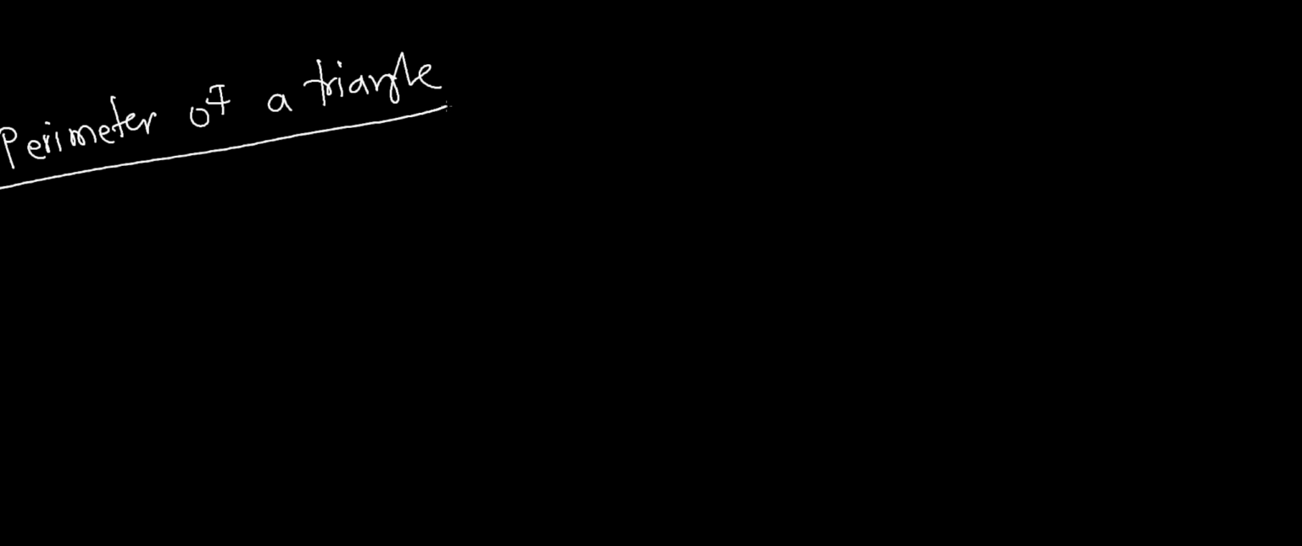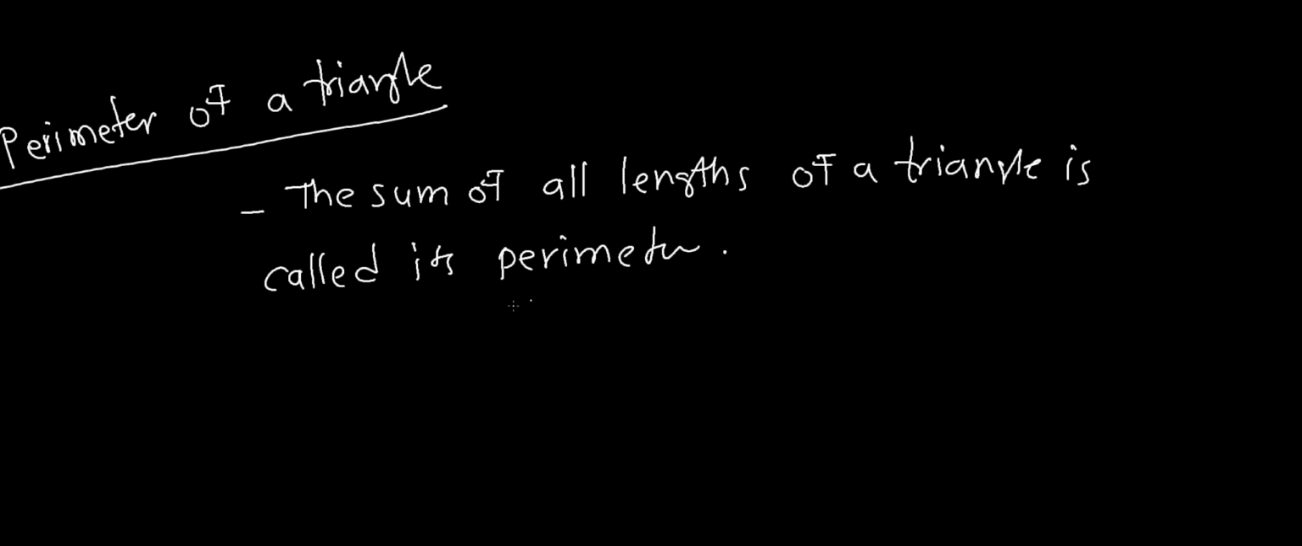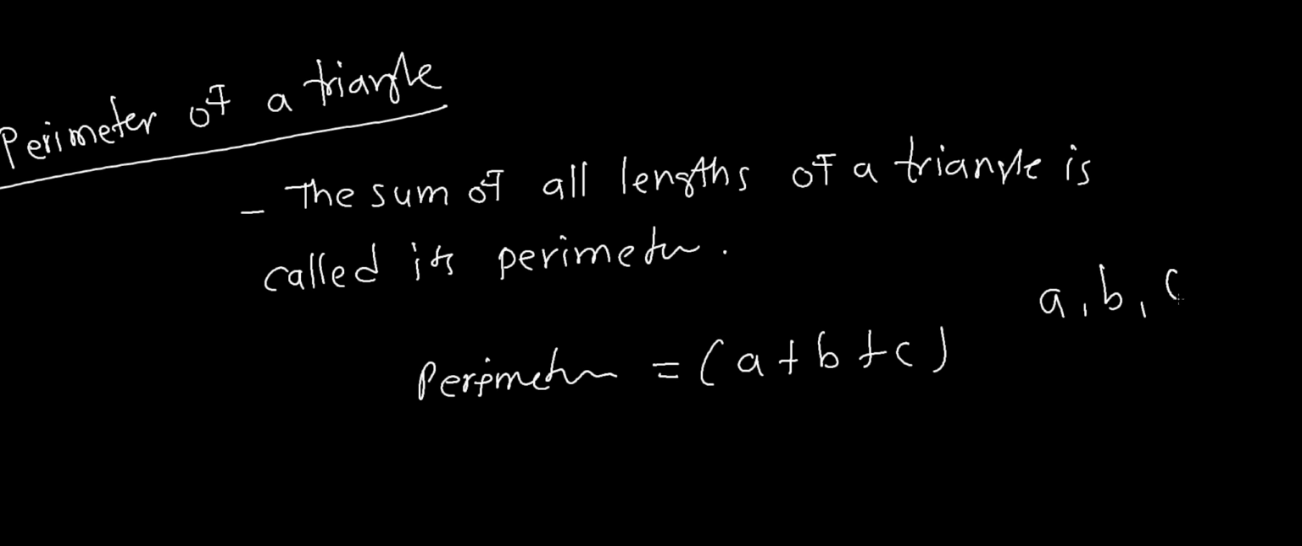Now let's go to the perimeter of a triangle. The sum of all lengths of the sides of a triangle is called its perimeter. So the perimeter of a triangle equals A plus B plus C, where A, B, C are the sides of the triangle.